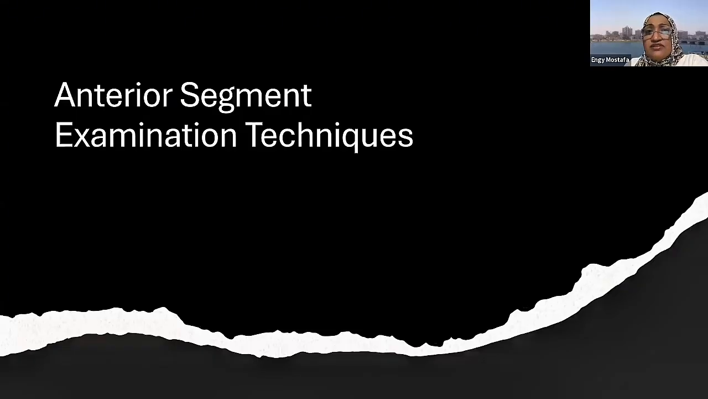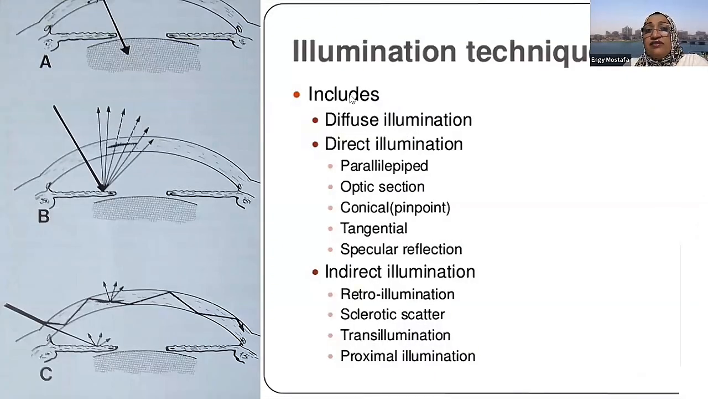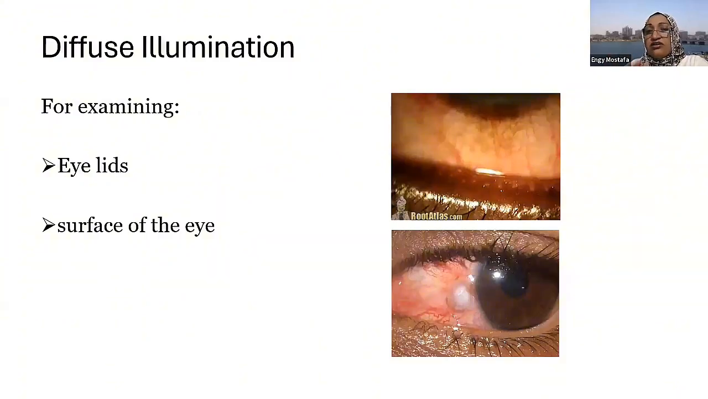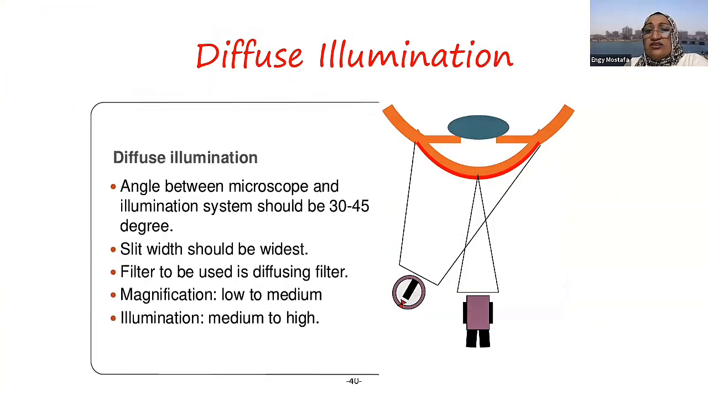So how do we examine the anterior segment? This is the very famous slide from all the presentations on illumination techniques. We'll try to break it down into diffuse, direct and indirect. Let's try to make it simpler. With diffuse illumination, we want to examine the external surface of the eye, the outside. So the beam is so wide. See the beam here? It goes from limbus to limbus. So we don't need to make it a slit. We just open the aperture. And of course, the eyepiece is in the center.